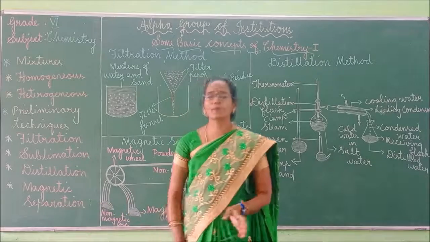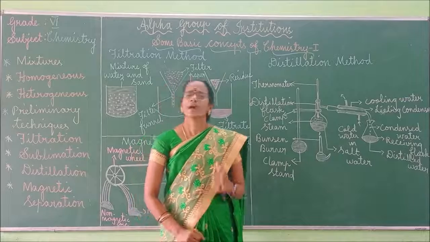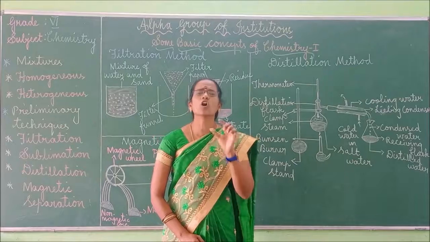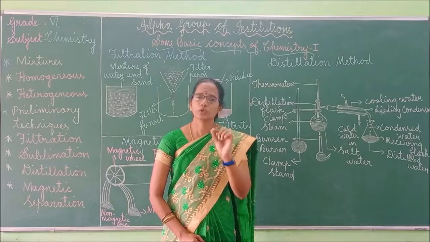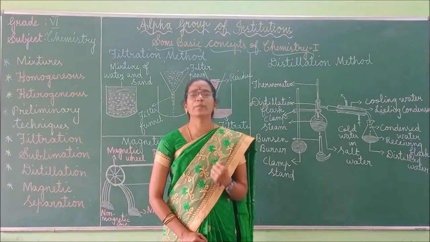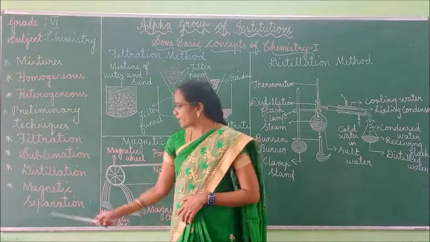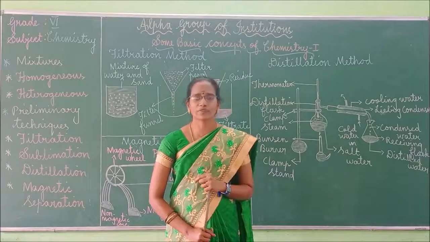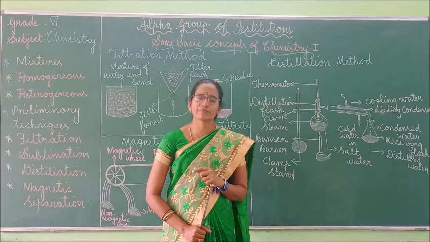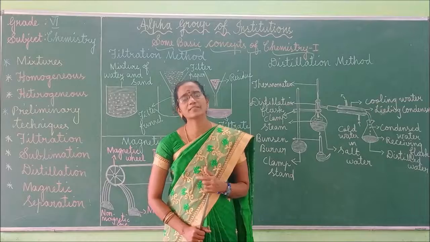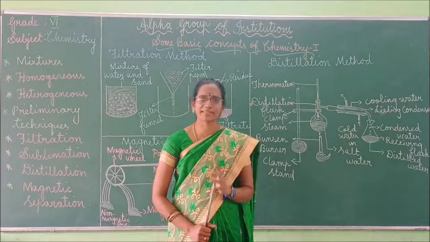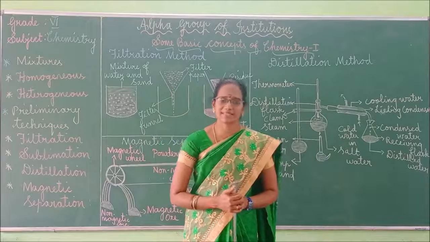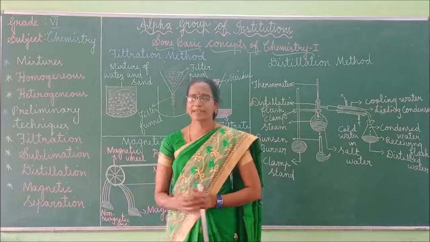So next one is magnetic separation. The magnetic separation method is a method of separating the components of a mixture by using magnets to attract the magnetic material. So magnetic separation is the process of separating the components of a mixture by using magnets to attract the magnetic particles. For example, removing iron filings from silica. This example we can give for magnetic separation.